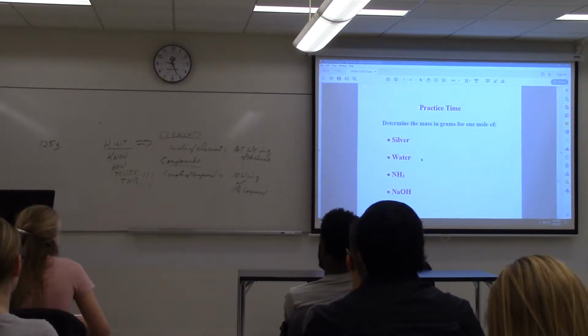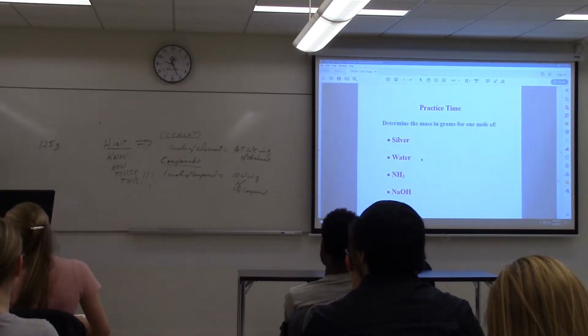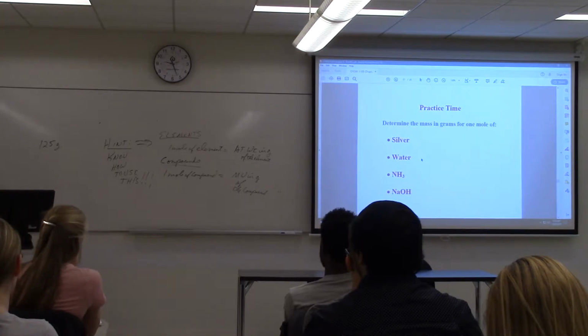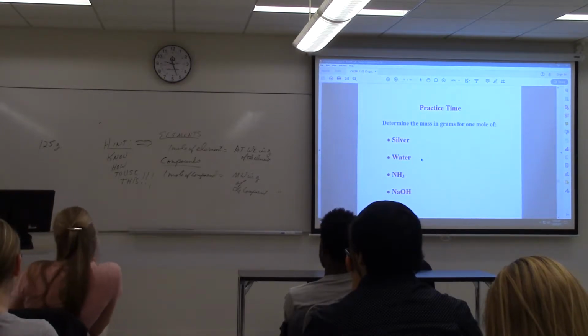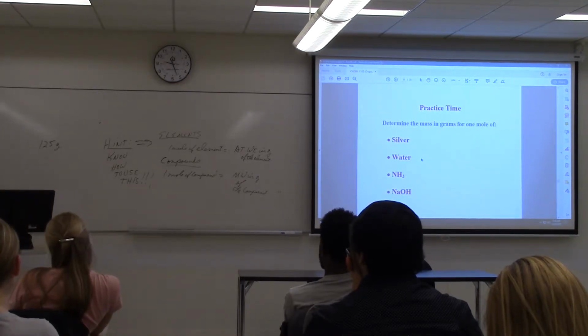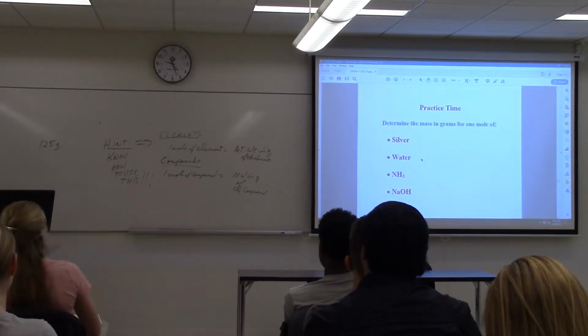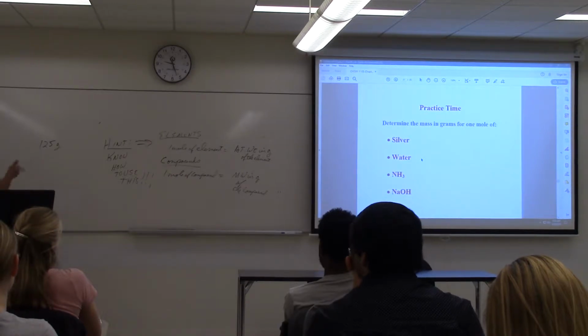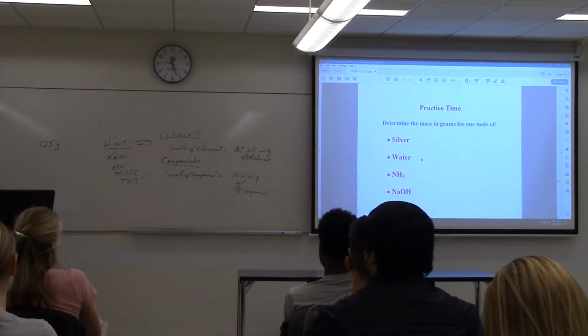Now, just like if I had a dozen tennis balls, it would weigh 125 grams. If I had a dozen cannonballs, would it be the same weight as the dozen tennis balls? No, it would be much heavier. Well, same thing with different compounds. You have to calculate the molecular weight. And if we look at ammonia, what would 1 mole of ammonia be? Well, we just calculated it, and that's 17.0 grams.